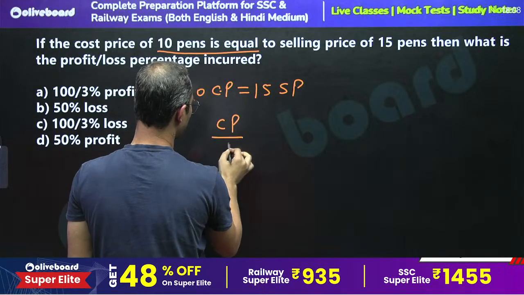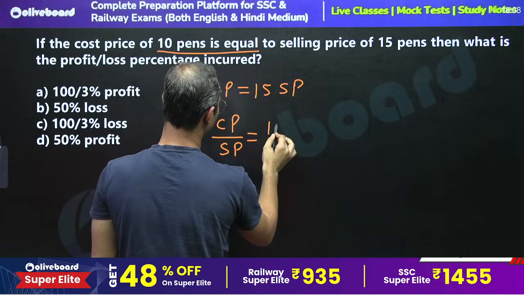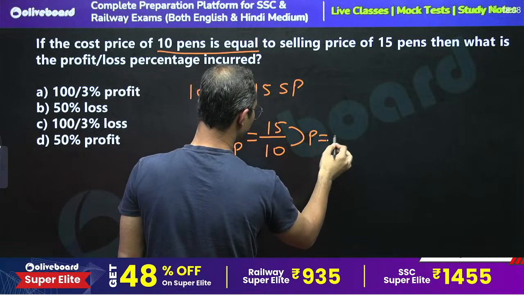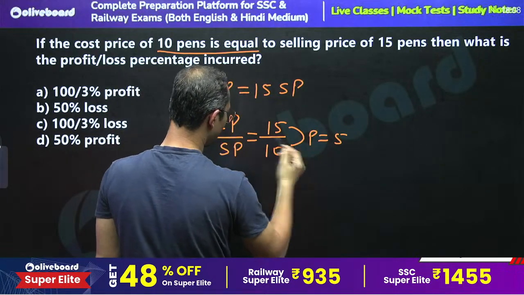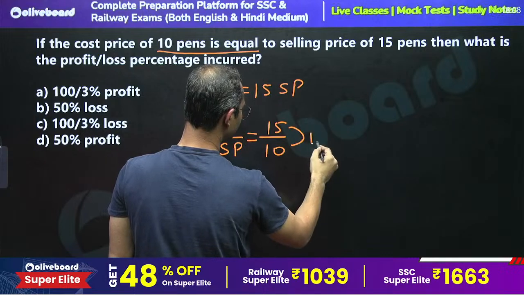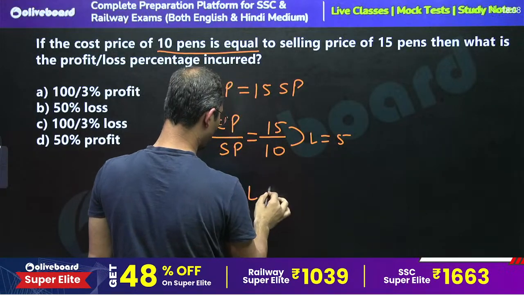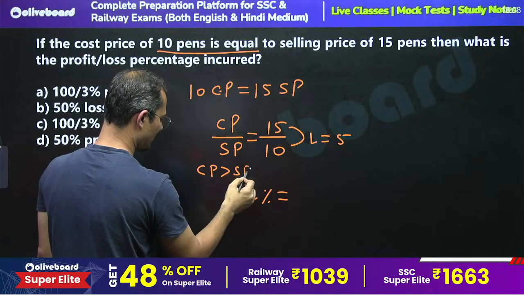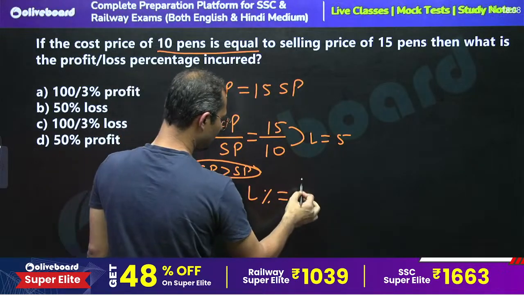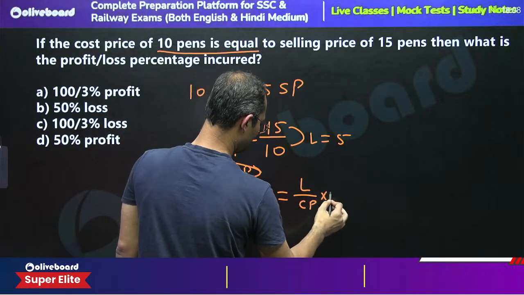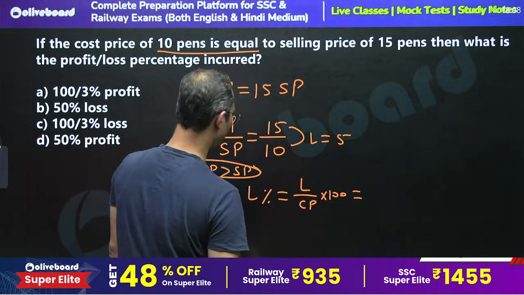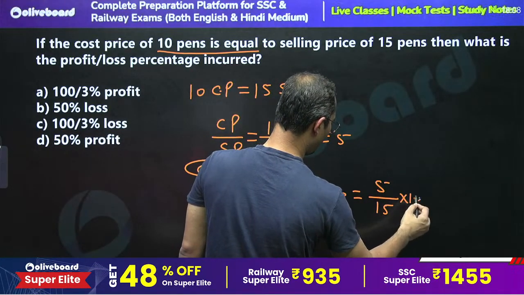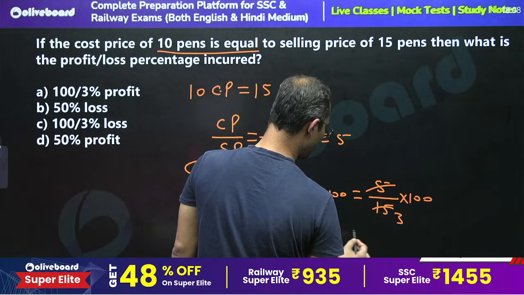So we can say that CP divided by SP is equal to 15 by 10, right? So profit is what? 5. Sorry, there is a loss, right? Loss of 5. So the loss percent, because CP is greater than SP, so this is a case of loss. So loss is 5, CP is 15, into 100. So by 5 this is cancelled 3 times.